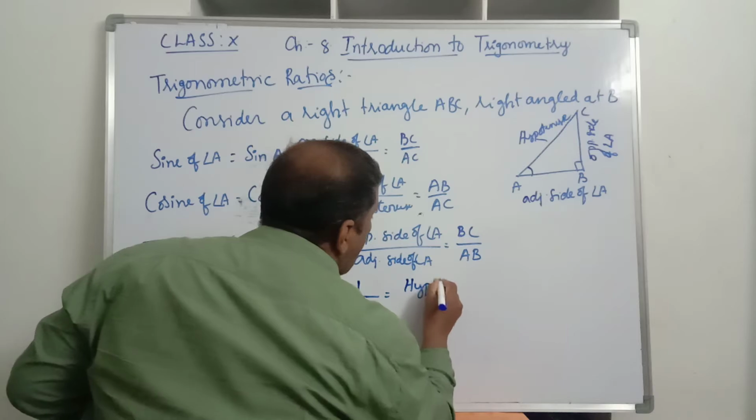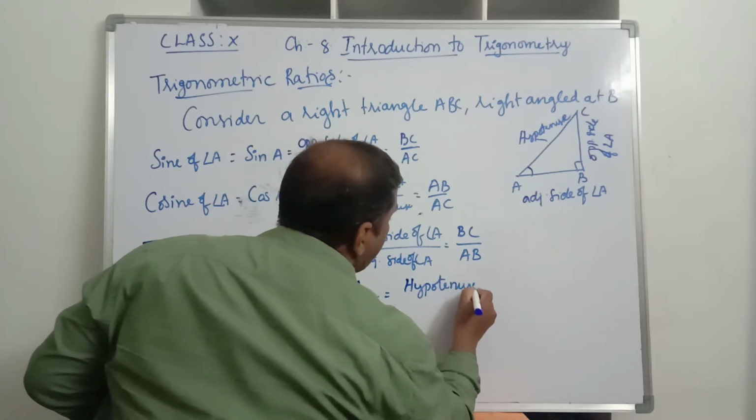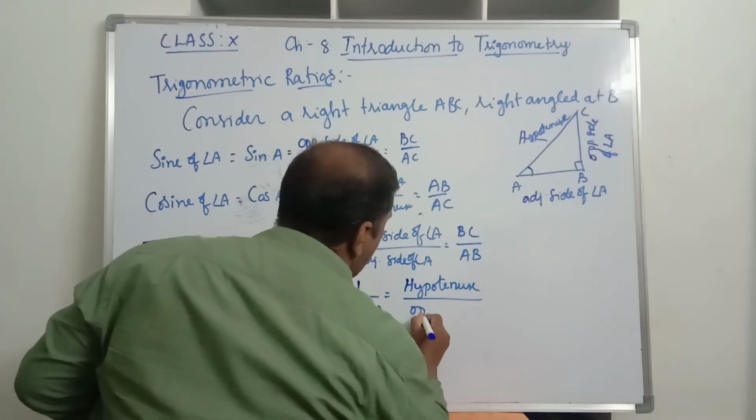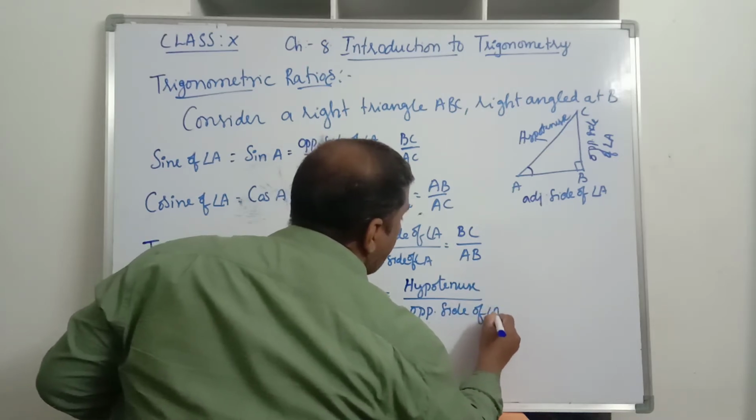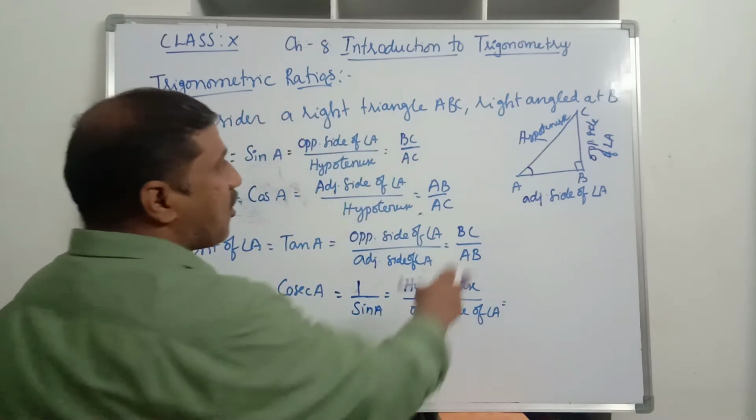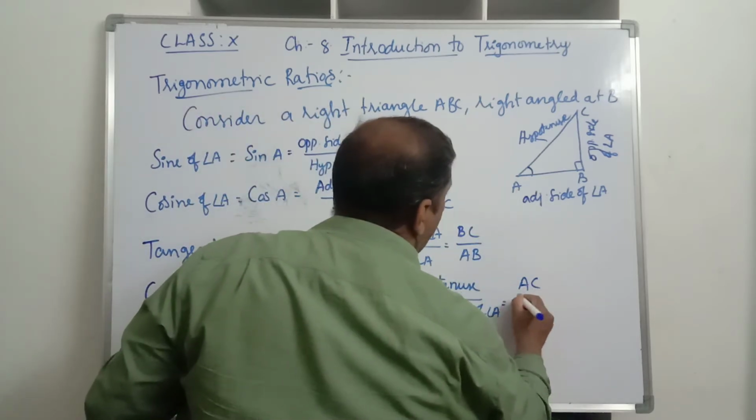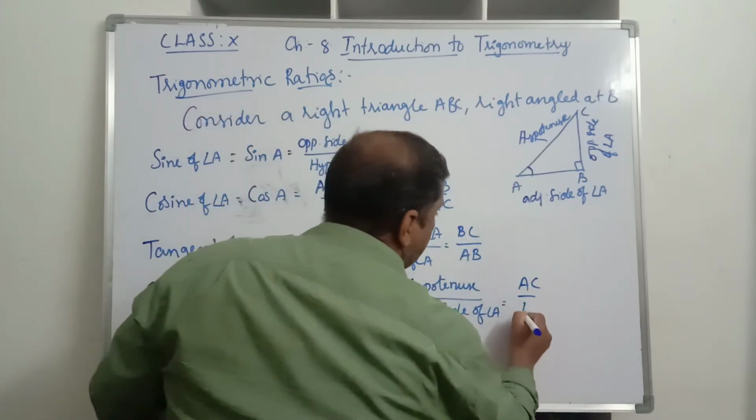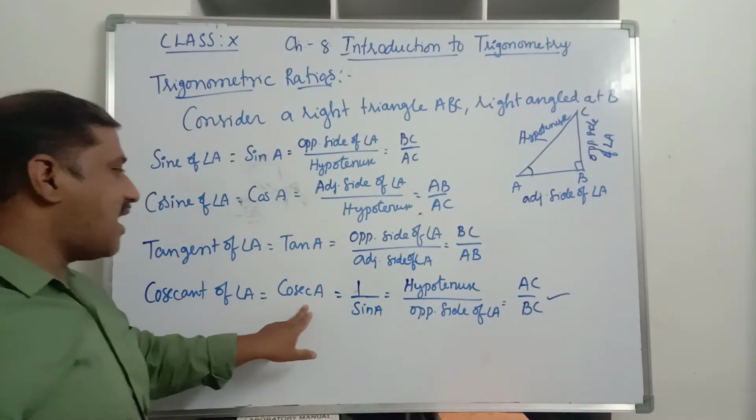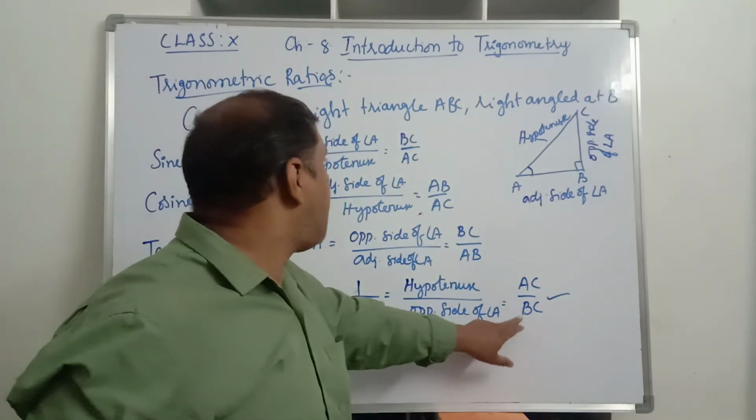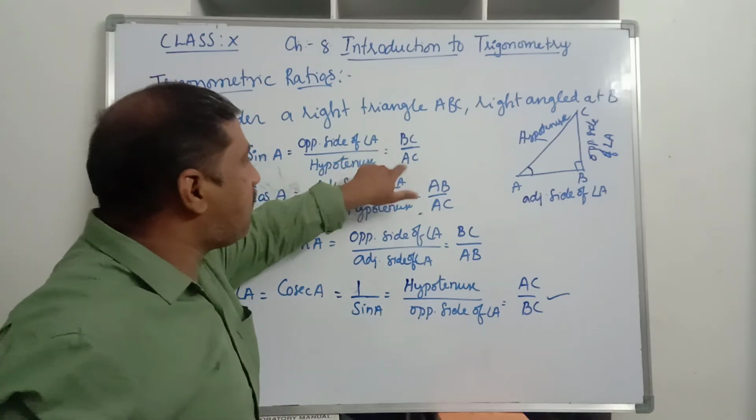divided by opposite side of angle A. That is equal to hypotenuse, which is AC, and opposite side, which is BC. Now we observe here cosecant A, that is cosec A, is equal to AC by BC and sine A is equal to BC by AC.